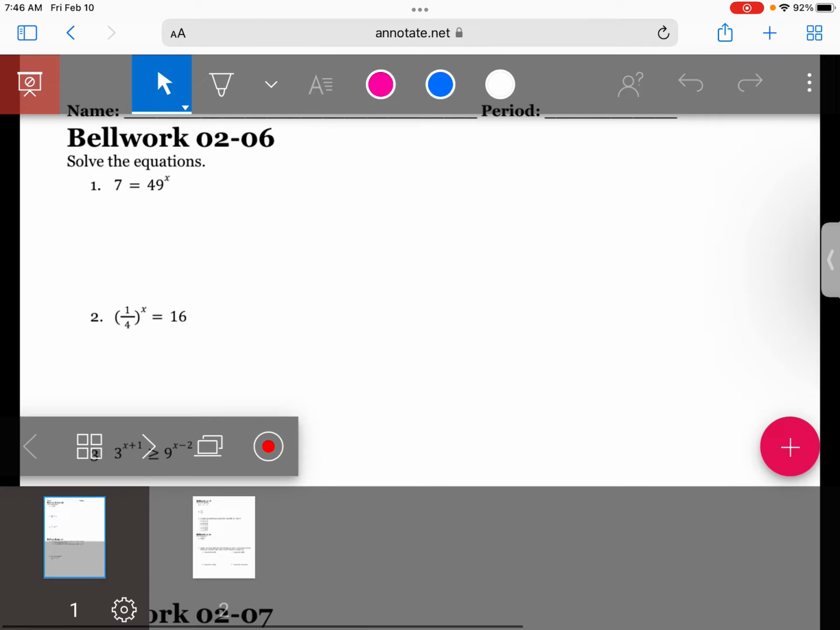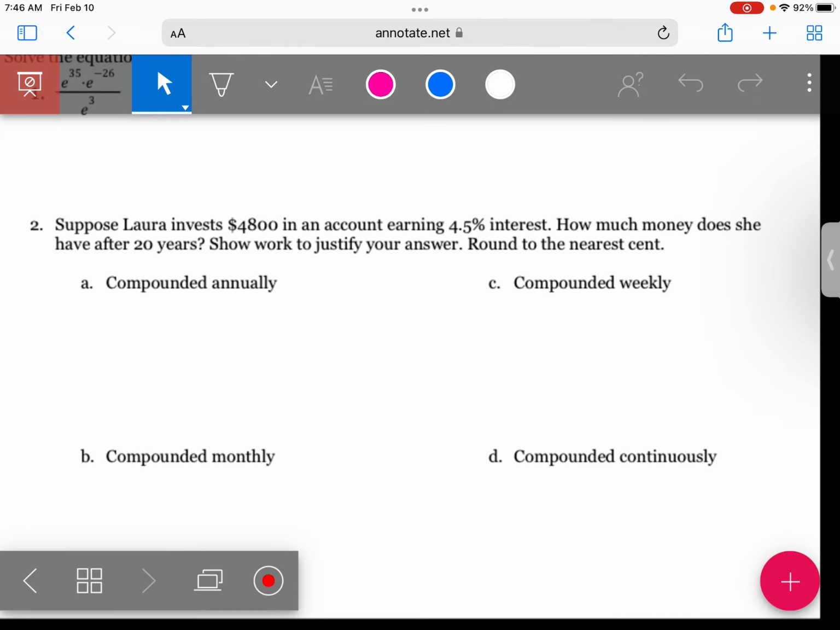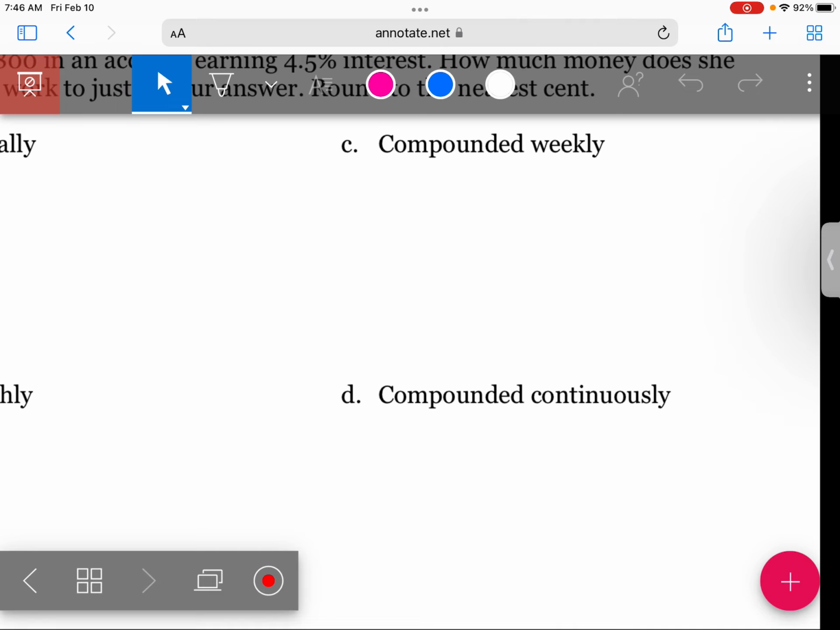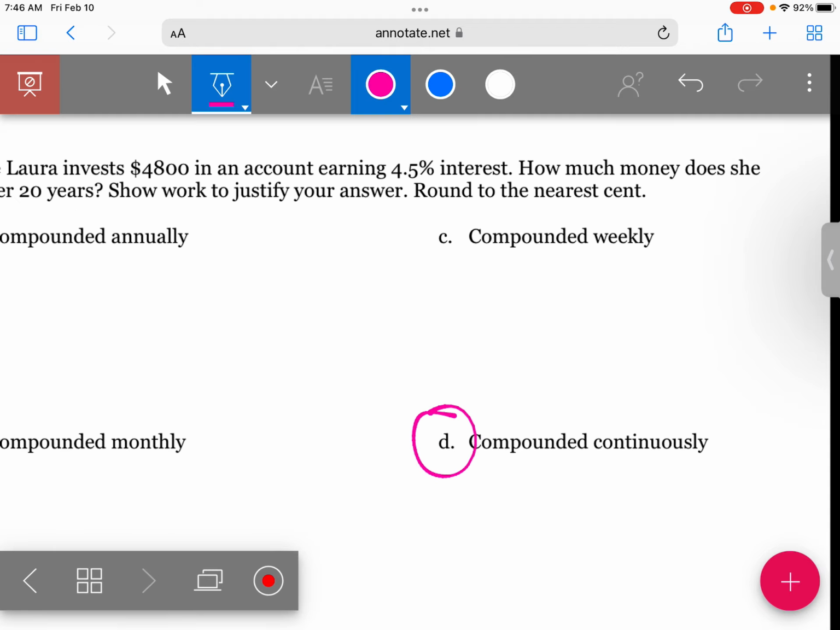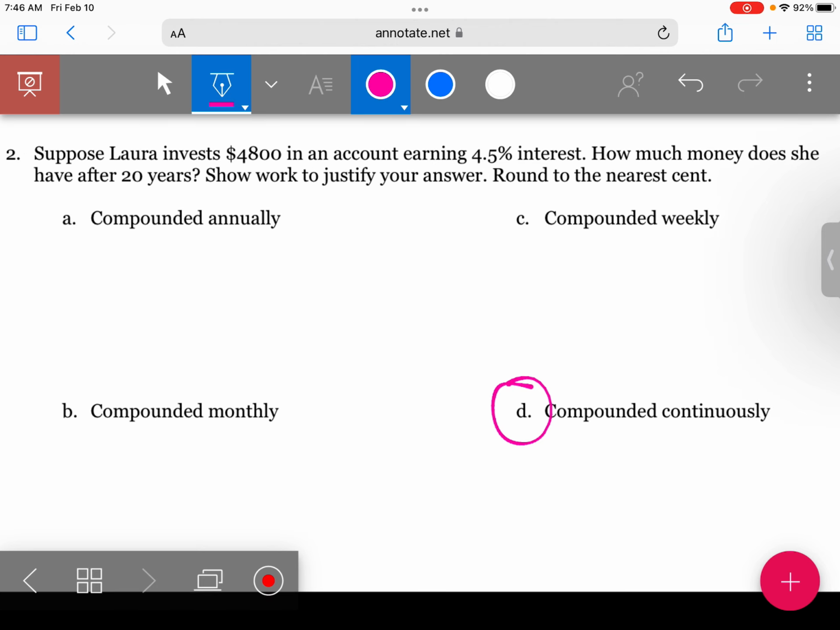There we go. Okay. So at the bottom, it says, suppose Laura invests $4,800 in an account after earning 4.5% interest. How much money does she have after 20 years? And then I want you guys to do part D. Okay? Just compounding continuously. So once you finish part D, go ahead and turn it in.